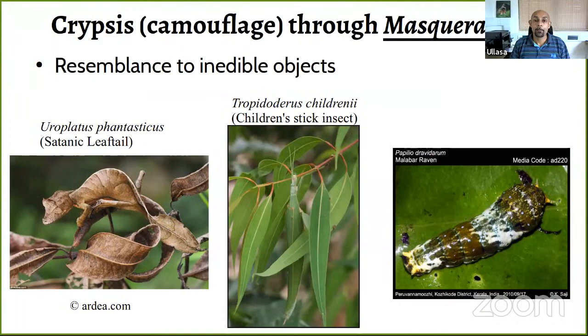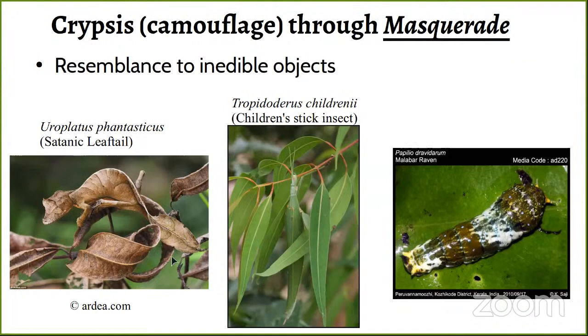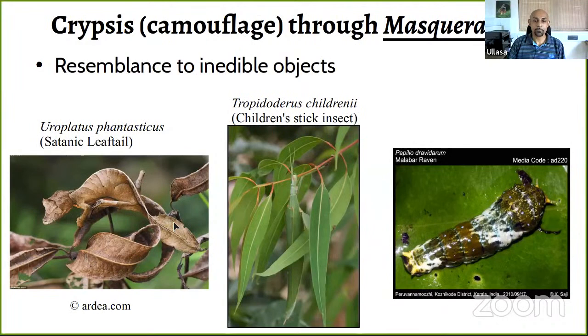masquerade. So masquerade is a strategy where a prey animal resembles or masquerades as something inedible. So in this image, we have a lizard here. As you can see, this is the head and this is the tail. As you can see, the lizard resembles the other leaves on the same plant. Here, this is a eucalyptus tree. In the middle here, you have a stick insect. You can see the antennae. These must be the eyes. And as you can see, it masquerades very well as a eucalyptus leaf.